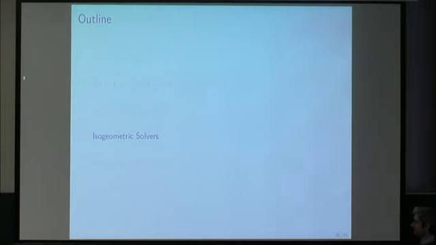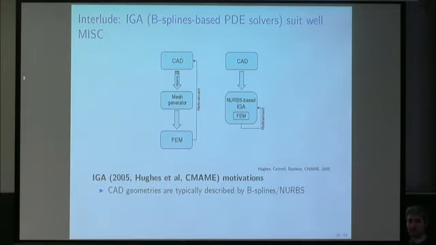So what are isogeometric solvers? This is the new bit for the numerical analysts, maybe. So IGA, isogeometric solvers, are, in a sentence, a B-splines-based PDE solver. So instead of using finite elements, you use B-splines as a basis for your PDE approximation, okay? The motivation to do this comes from the CAD world.